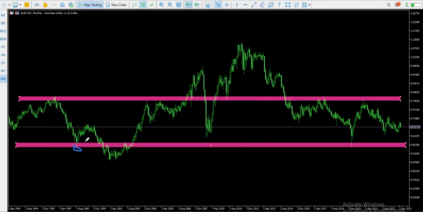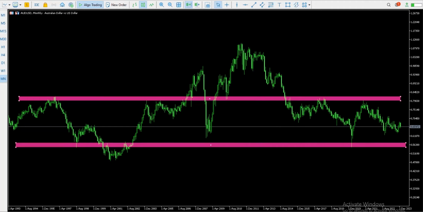As you can see, it touched here, reversed, touched here, reversed, touched here, reversed. It couldn't reach here, but it reversed. It also touched here and reversed. So these two are the major key levels that we can see. Most times the market moves from level to level, from this level to this level.